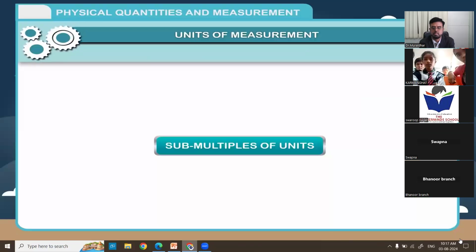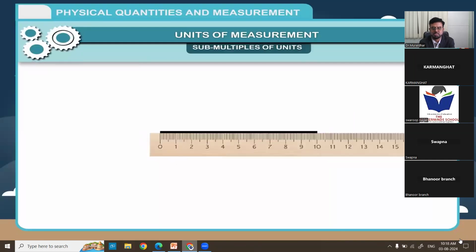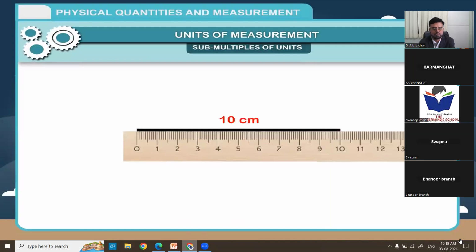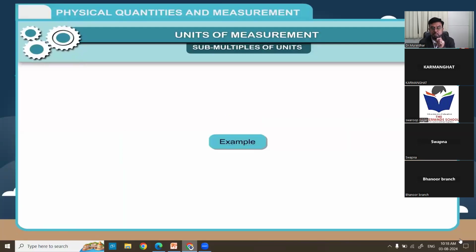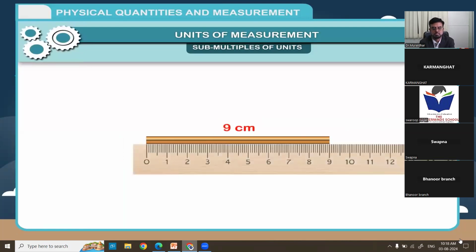Submultiples of units. Submultiples are the factors used to create the smaller forms of units. Sometimes we have to measure smaller lengths, then we use submultiples of units. For example, if we want to measure the length of a small wire, we measure in centimeters or millimeters. These are submultiples of units.